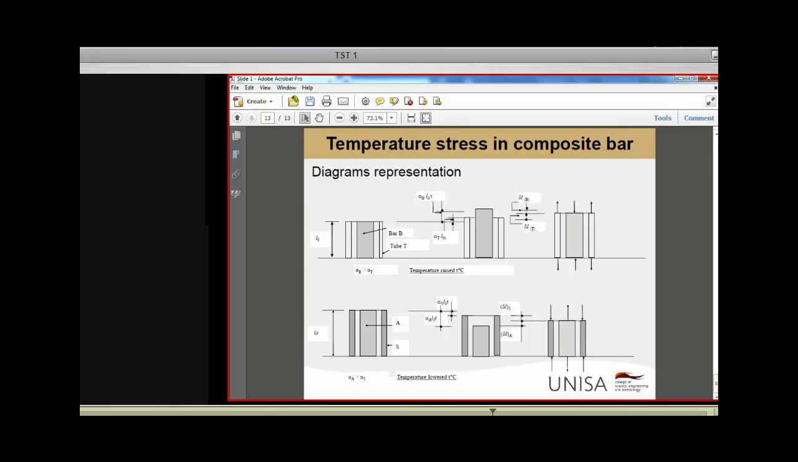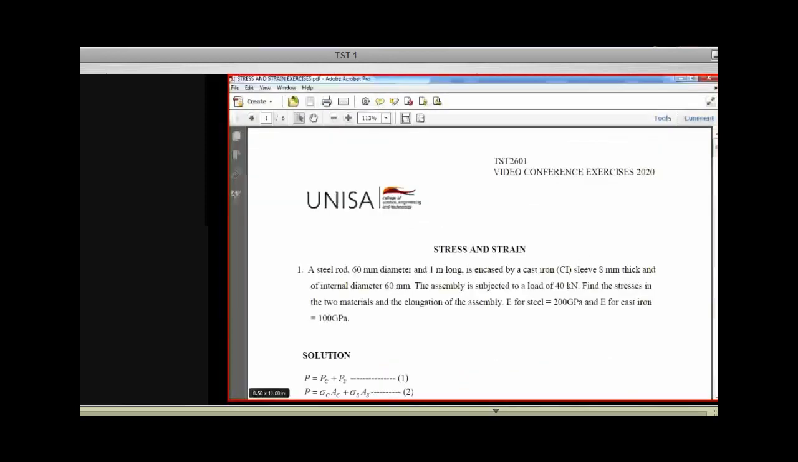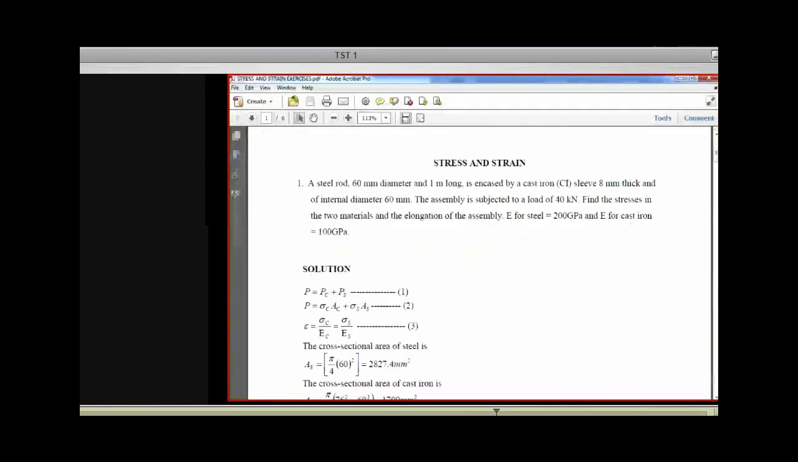So that is just a summary of what we'll take today on stress and strain. But we can look at some examples, and I will just go through these examples. If you have questions, just take note of your questions and send me an email with your questions, which I will answer. And you can also discuss your question under the discussion forum on my UNISA.